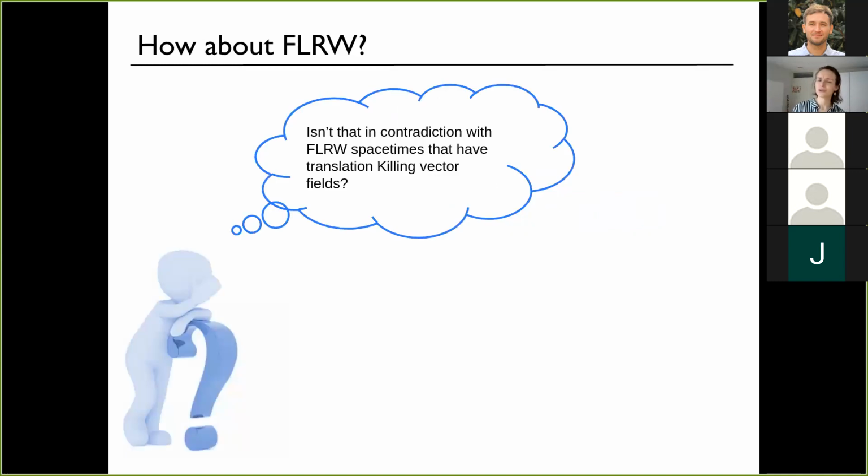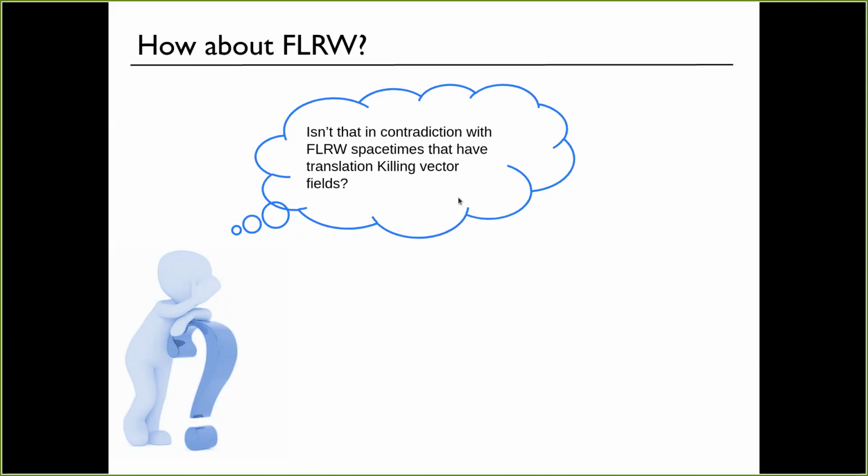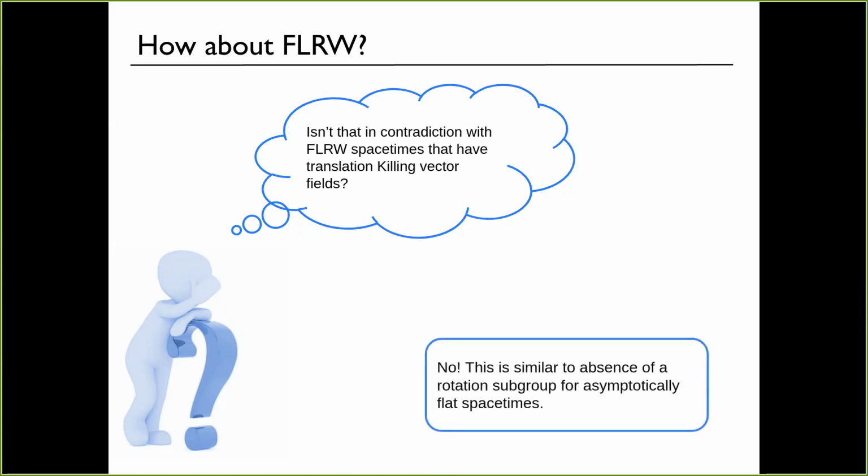So you may wonder, okay, wait, but how about FLRW spacetimes themselves? Isn't what you're saying in contradiction with these FLRW spacetimes that clearly have translational Killing vector fields? So shouldn't they become part of the asymptotic symmetry algebra? To that, the answer is actually no, because this is very similar to the absence of a unique rotation subgroup for asymptotically flat spacetimes.